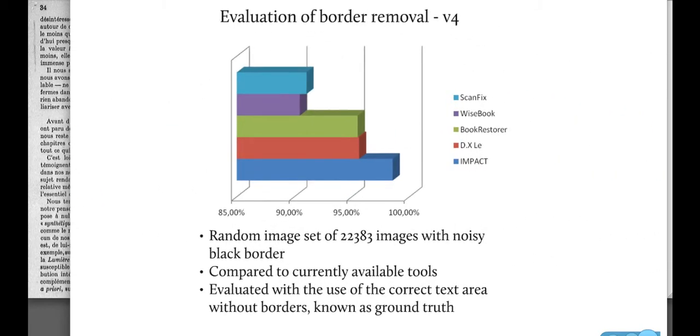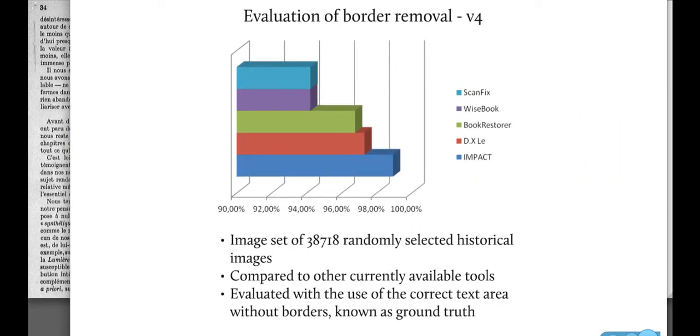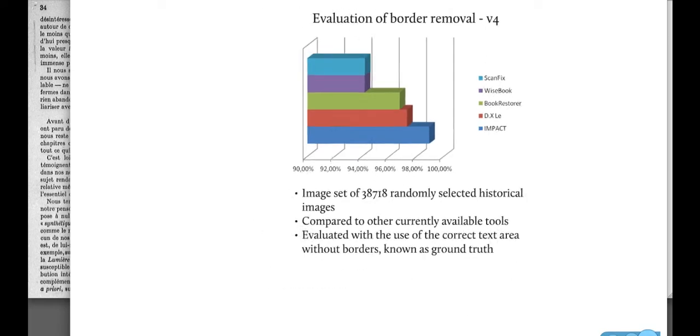So for the evaluation of version 4, which is the current version, we use ground truth, which is the correct text area without borders, and we compared it to currently available tools and used a random set of more than 22,000 images with noisy black borders. You can see in the image that the bottom bar, which is the impact tool, came out best. And we also did this for a randomly selected set of historical images of almost 39,000 images. And we also compared it to currently available tools with ground truth. And again, you see that the impact tool comes out the best at the bottom bar.